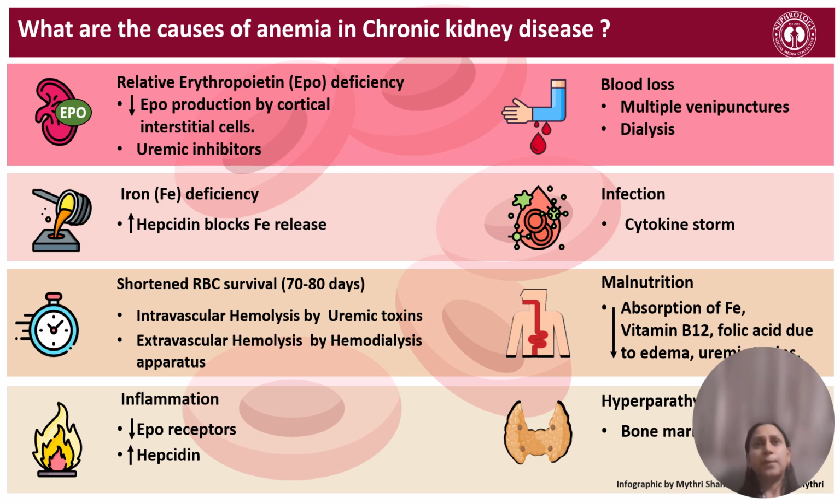Uremia reduces appetite and causes fatigue. Patients have nausea and vomiting, because of which they're unable to take enough nutrients like iron, vitamin B12, and folic acid, and also there is gut edema, so the absorption is hampered. CKD is a condition of secondary hyperparathyroidism which can progress to tertiary hyperparathyroidism, leading to bone marrow suppression. And as you all know, RBCs are produced by the bone marrow.